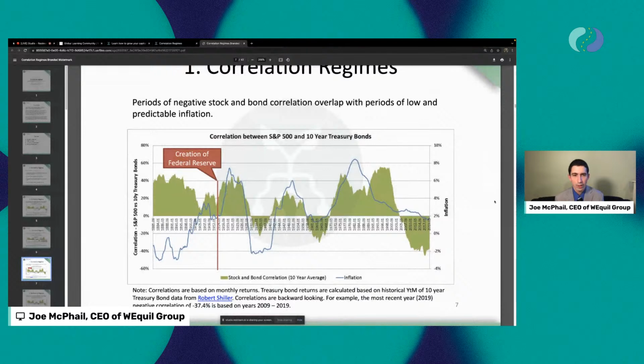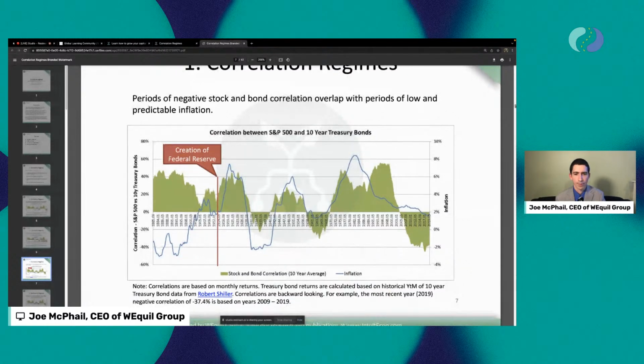You can see a pretty tight relationship most of the time between these 10-year rolling averages of inflation and stock-bond correlations calculated over the same time period. You can also see that most recently, this period looks quite a bit like it did in the late 50s, early 60s, and also during the 1930s.